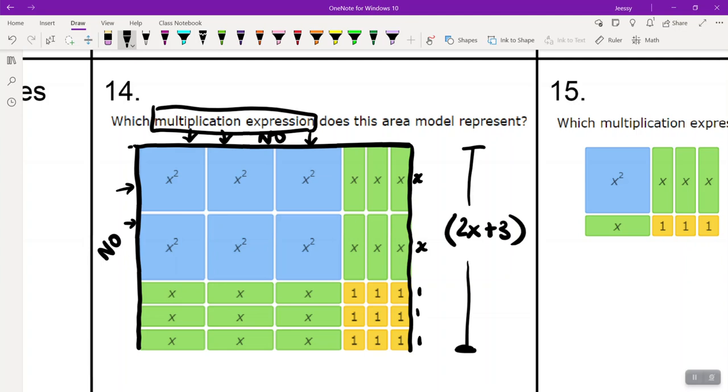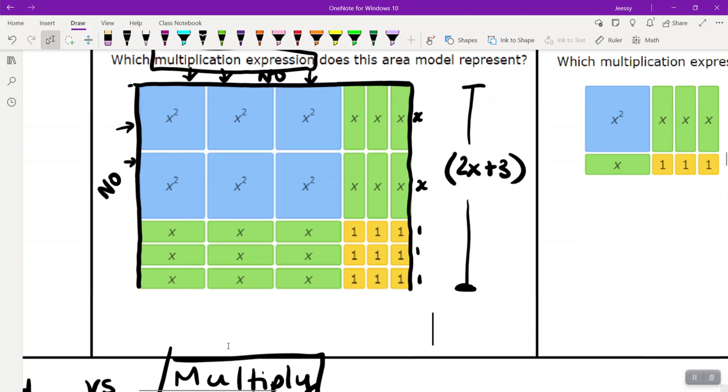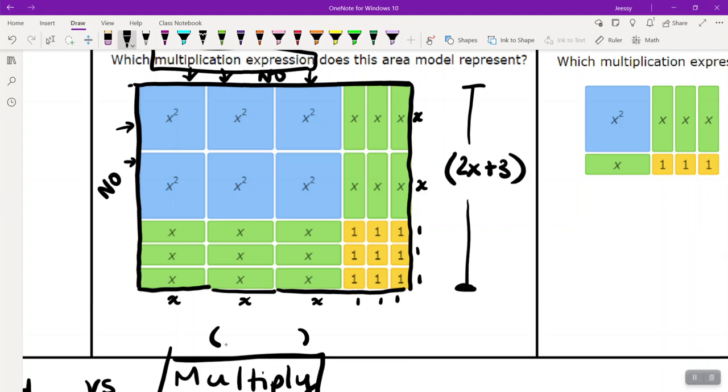Now let's do this bottom part right here. Once again, we're faced with the longer side of the green bar. Clear? The longer side of the green bar happens to be x. So we have an x here, x, x, and these distances are 1 each. Okay? So how do I write this expression? 3x plus 3. And this is what you have to multiply to get this answer.